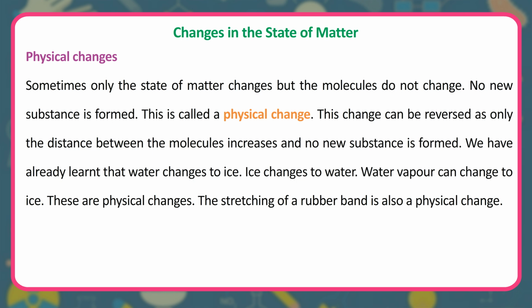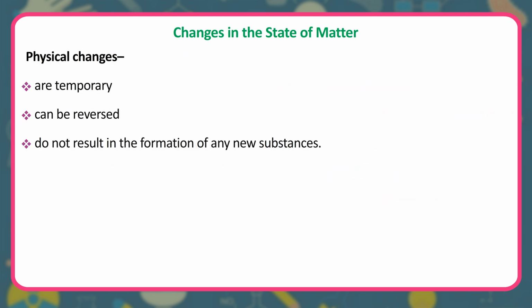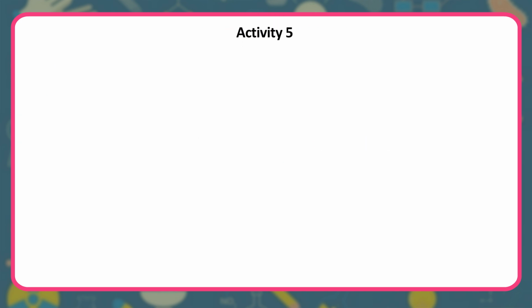We have already learned that water changes to ice. Ice changes to water. Water vapor can change to ice. These are physical changes. The stretching of a rubber band is also a physical change. Physical changes are temporary, can be reversed, and do not result in the formation of any new substances.